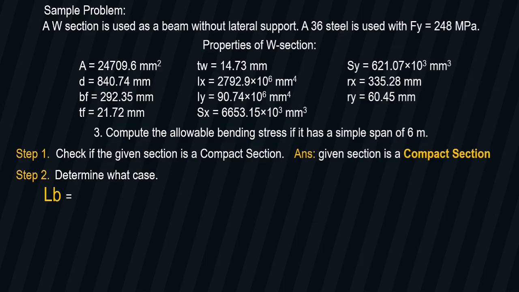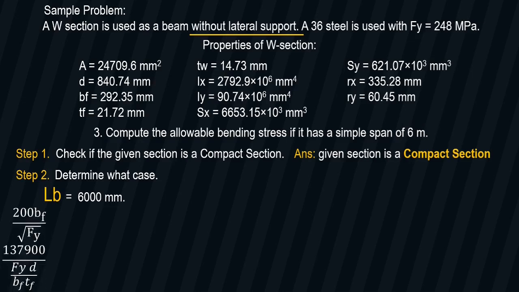For this case, since the problem specifically stated that the beam has no lateral support, our LB will be equal to the span of the beam itself, which is 6 meters. So the value of LB is 6,000 mm. We just converted the value of 6 meters to mm. Then to solve for the value of LC and LU, we use these two quantities. Whichever is the lower value will be our value for LC, and the higher value will be our value for LU.